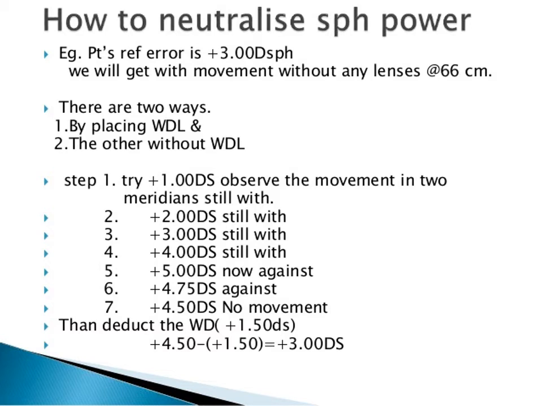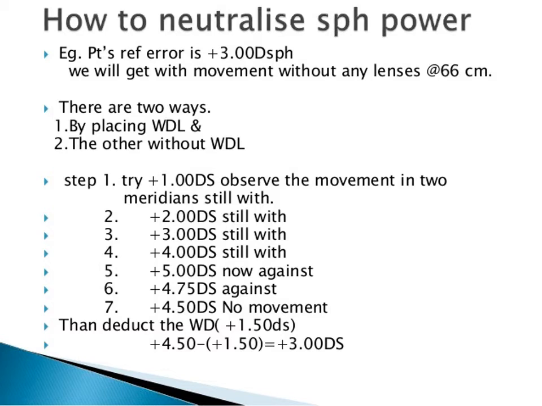There are two ways: either placing a working distance lens, or without placing a working distance lens. First, try a plus one dioptric spherical lens. Observe the movement in two meridians. Now increase the power till 4.5 diopters.